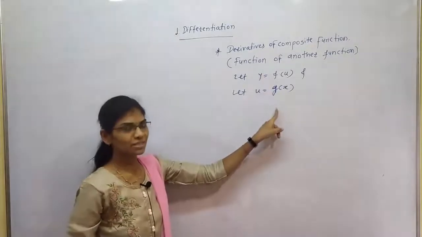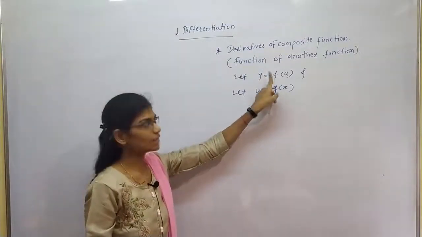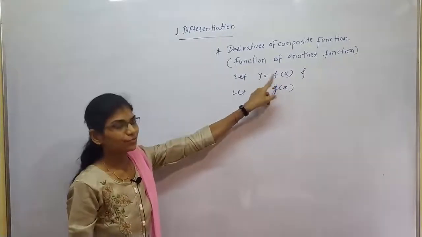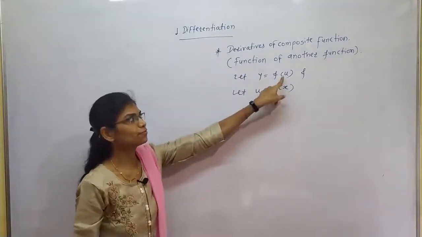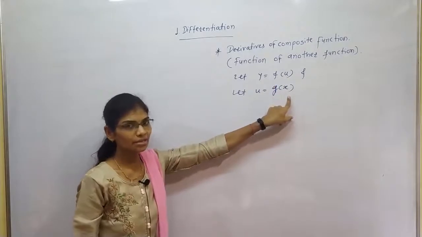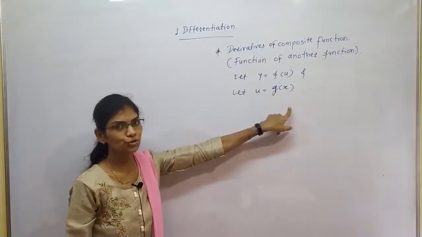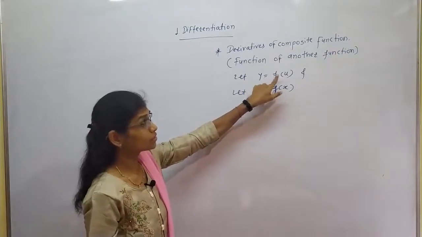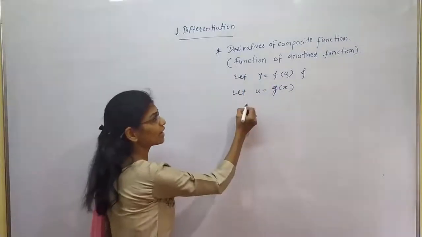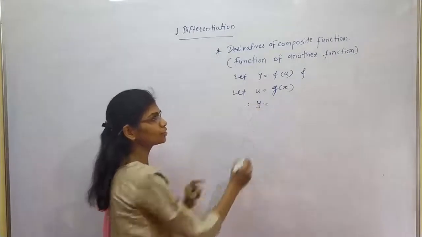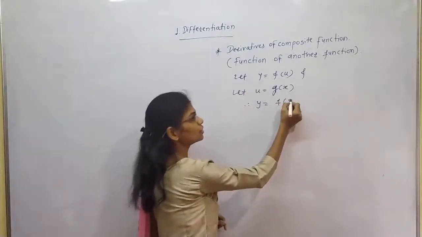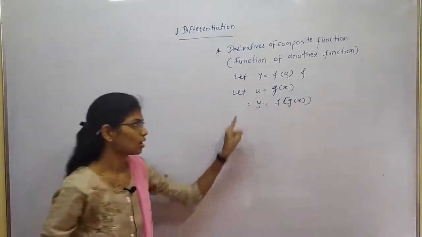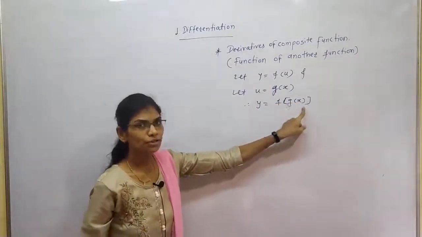There are two functions. First one is y is equal to f of u. Then u is to be considered as a function in variable x, that is, u is equal to g of x. Then the first function y is equal to f of u, we can write as, therefore, y is equal to f of g of x.